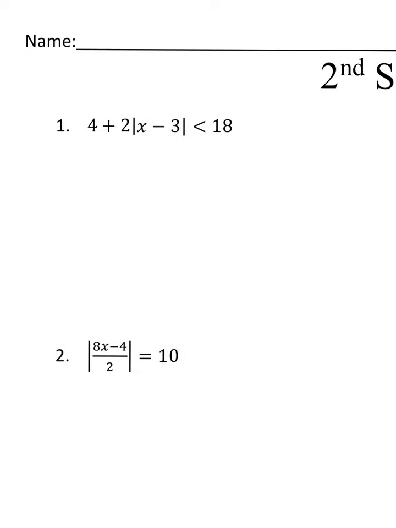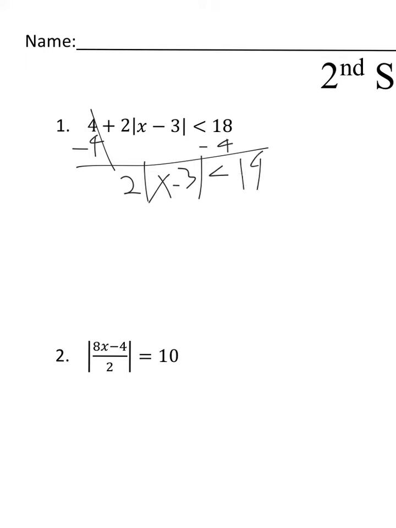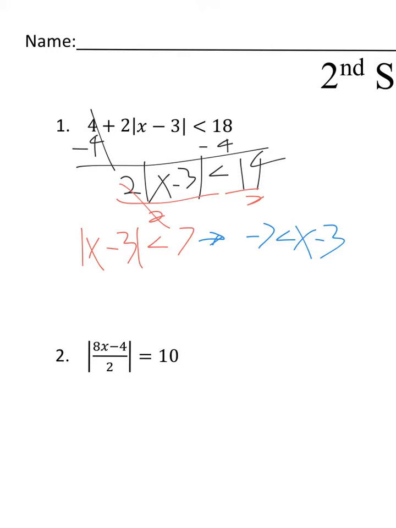Absolute value. Get rid of everything that's on the outside first. So 2x minus 3 less than 14. I can divide out that 2. I'd write small on these, by the way. x minus 3 is less than 7. Now you can make it into your two-ended inequality. So I'll say negative 7 less than x minus 3 less than 7.